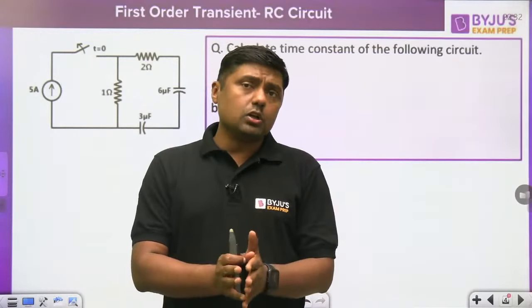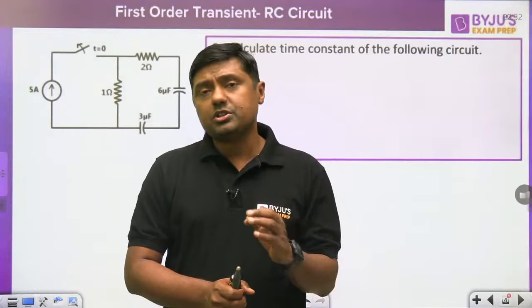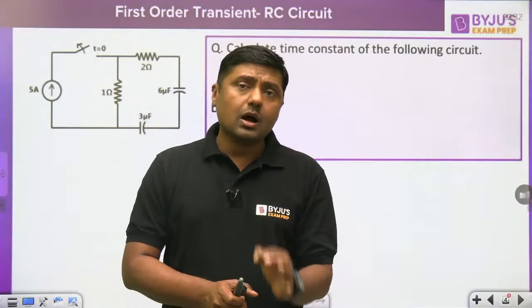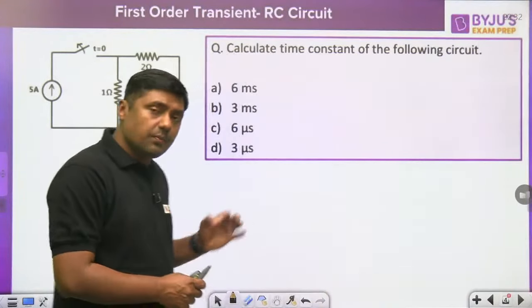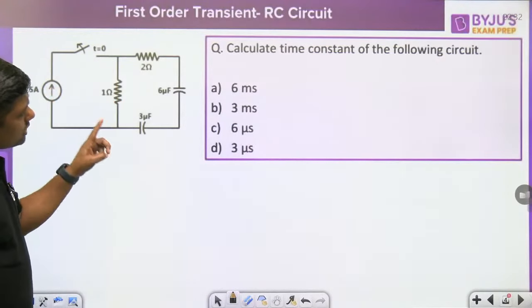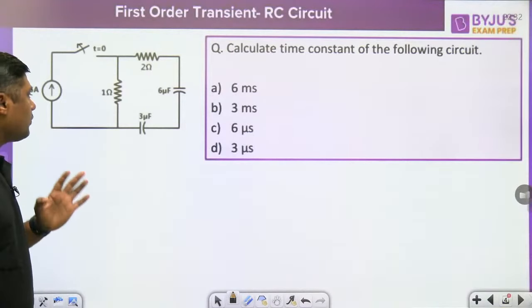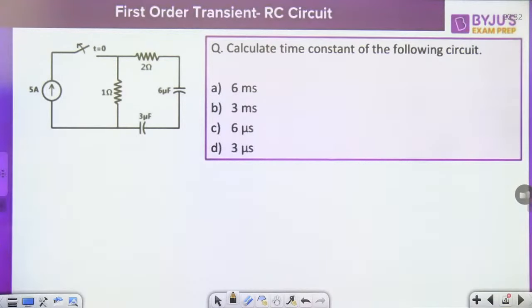Some important numericals on RC circuit with some questions on initial conditions, very basic questions on simple RC circuit, right? Simple but conceptual questions. So first question is: calculate the time constant of the following circuit. What will be the time constant of this circuit?